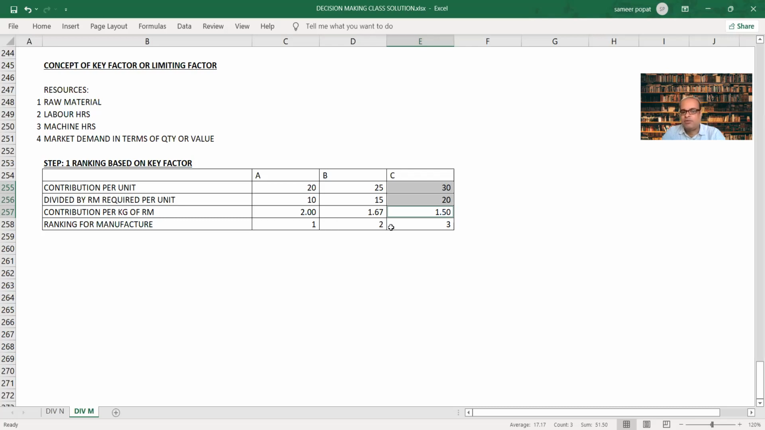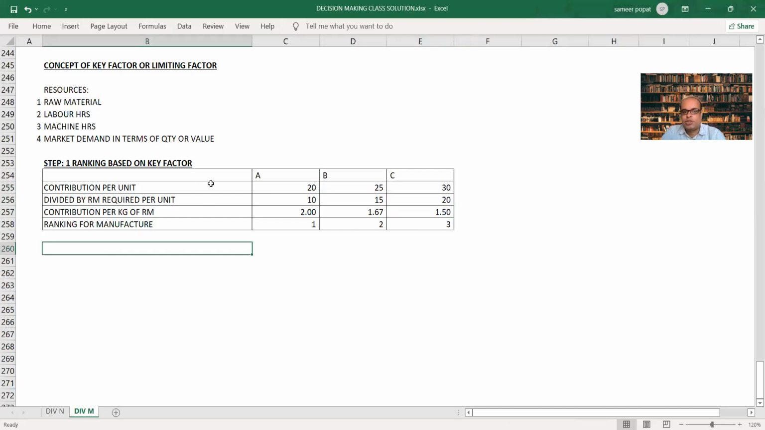Okay, and based on that, we have given the rank. I hope everyone understood the concept. Contribution per kg of raw material. Everyone? Yes, sir. Okay. So this is our step 1.